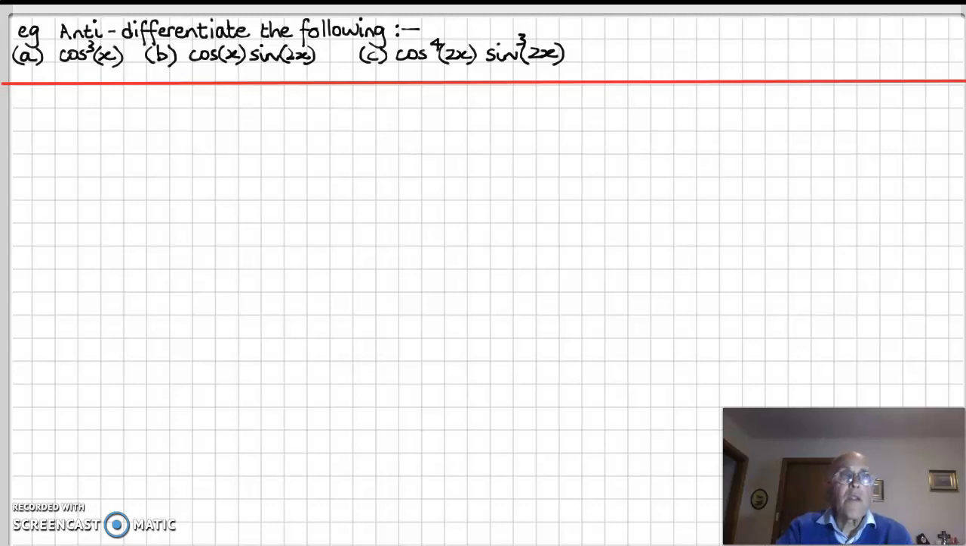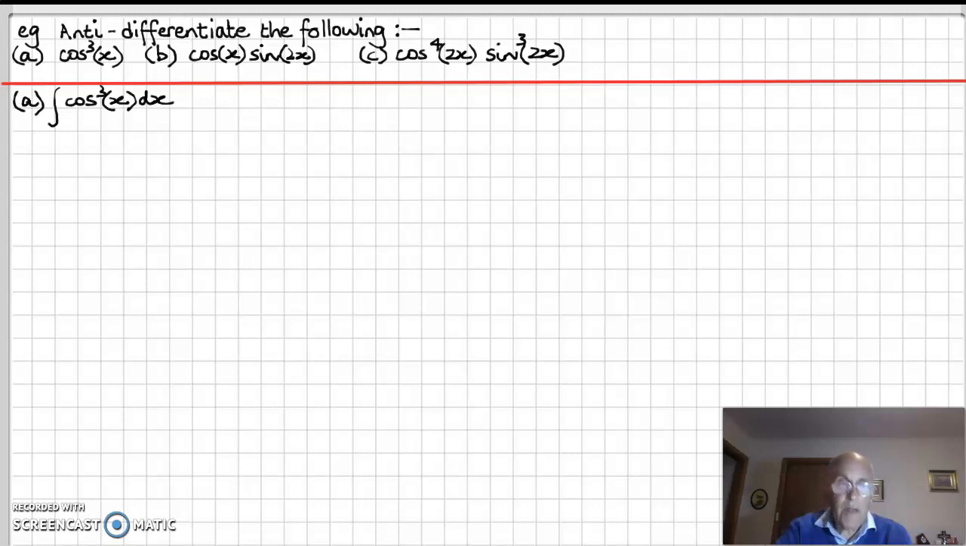Anti-differentiate the following. Cos cubed x, that's an odd one. Cos x sine 2x, well, that's a little bit strange. And cos to the fourth of 2x and sine cubed 2x, that looks like a lot of work. However, none of them are difficult. Let's go for this one. That is a clear candidate for the odd technique.